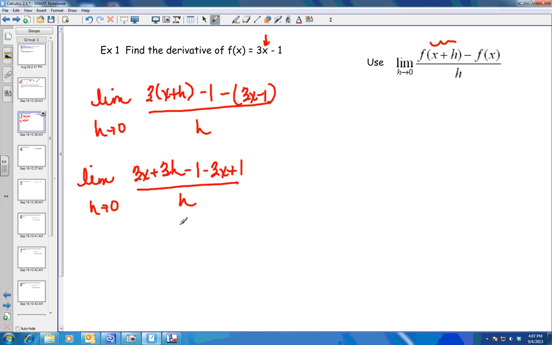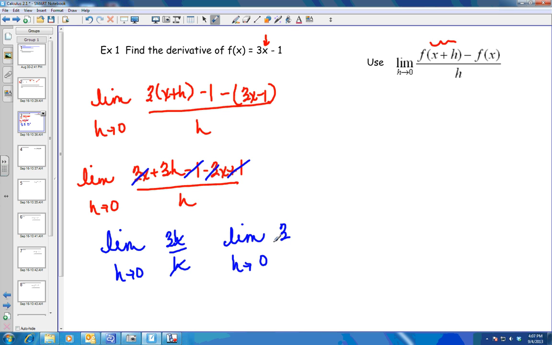So now, if you do it correctly, you have a lot of things that should start canceling. This 3x will cancel with this negative 3x. This negative 1 will cancel with this 1. So then I have the limit as h approaches 0 of 3h over h. These h's will cancel. And now I need to find the limit as h approaches 0 of 3.